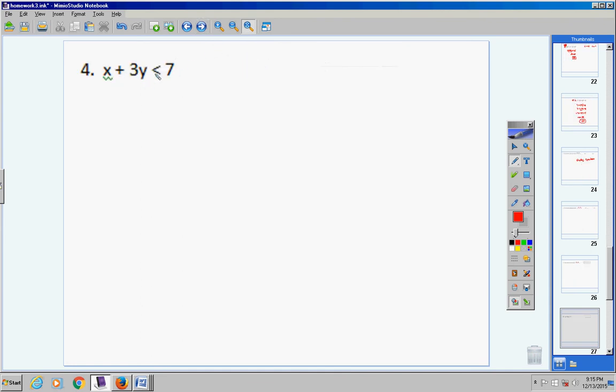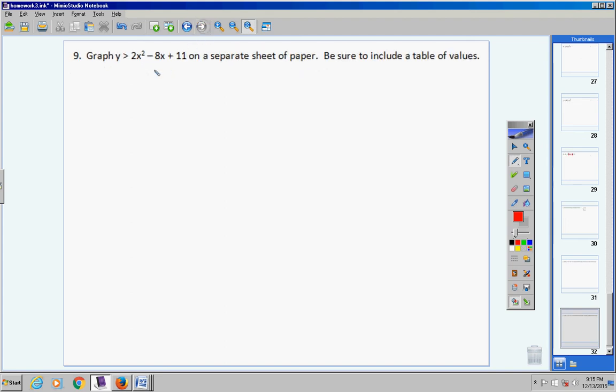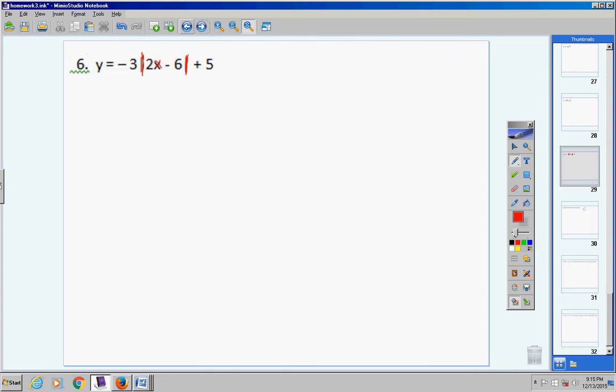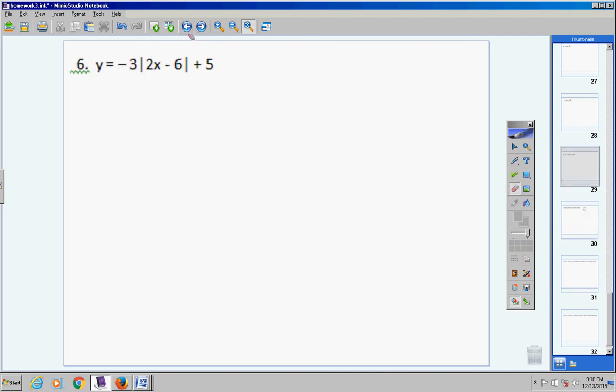Here's a linear inequality. I know it's linear because my powers are 1 and 1. Same thing here, linear inequality. My powers are 1 and 1. Okay, here's an absolute value equation. And I know that because I have absolute value with an x on the inside. Here's a linear inequality system. Okay, here's a quadratic equation, quadratic inequality, and that's it for this section. Okay, so you're gonna have to recognize all of those. Okay, and it's very important you're able to do that.